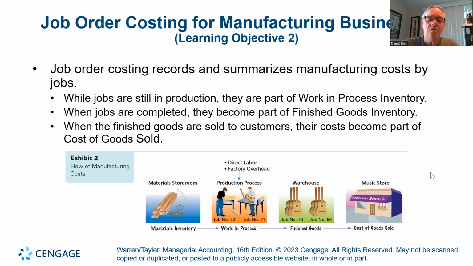Cost of goods sold was the only cost that you had to worry about when you were dealing with merchandising companies. But when we deal here with manufacturers, you've got labor costs, materials costs, and overhead costs. So we get the materials, we add to them direct labor and factory overhead in the production process. They're in work in process, and then we transfer those to finished goods in the warehouse, and then we ship them out to the various music stores, and they become cost of goods sold.